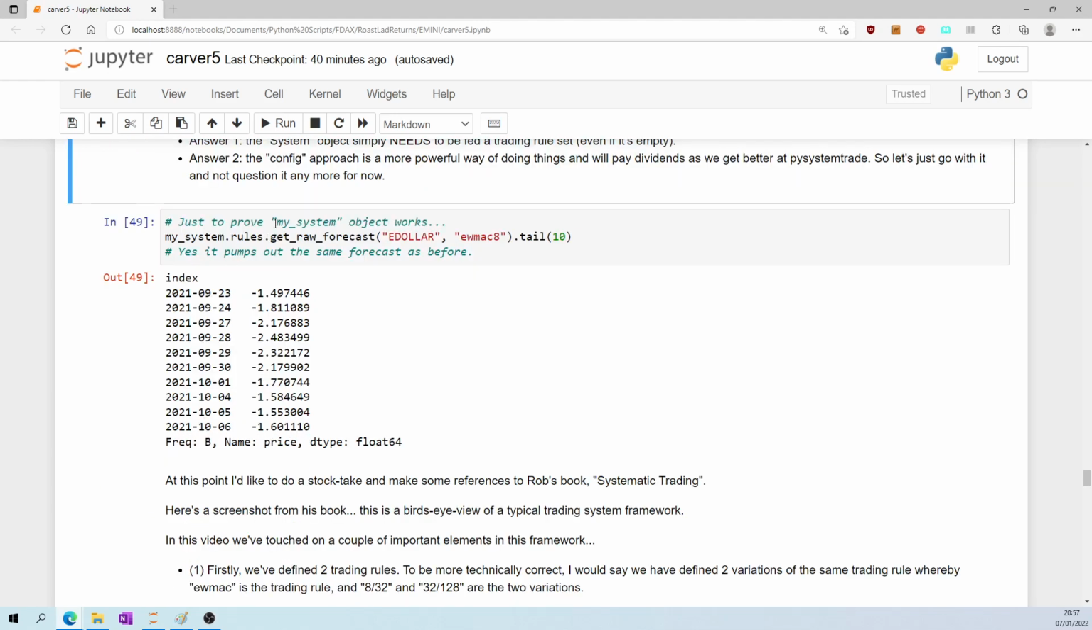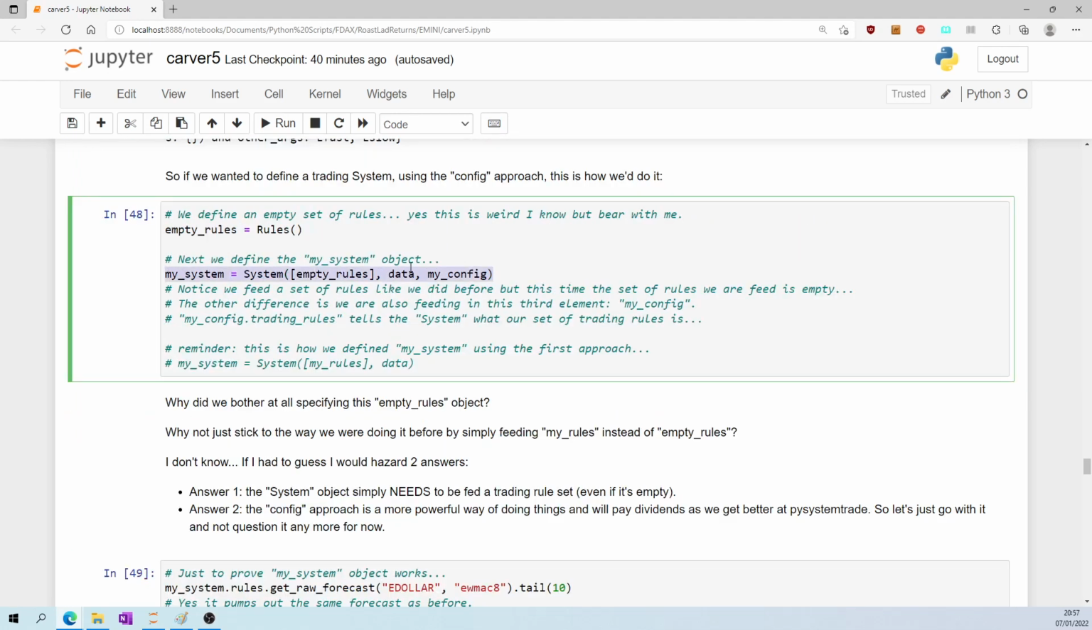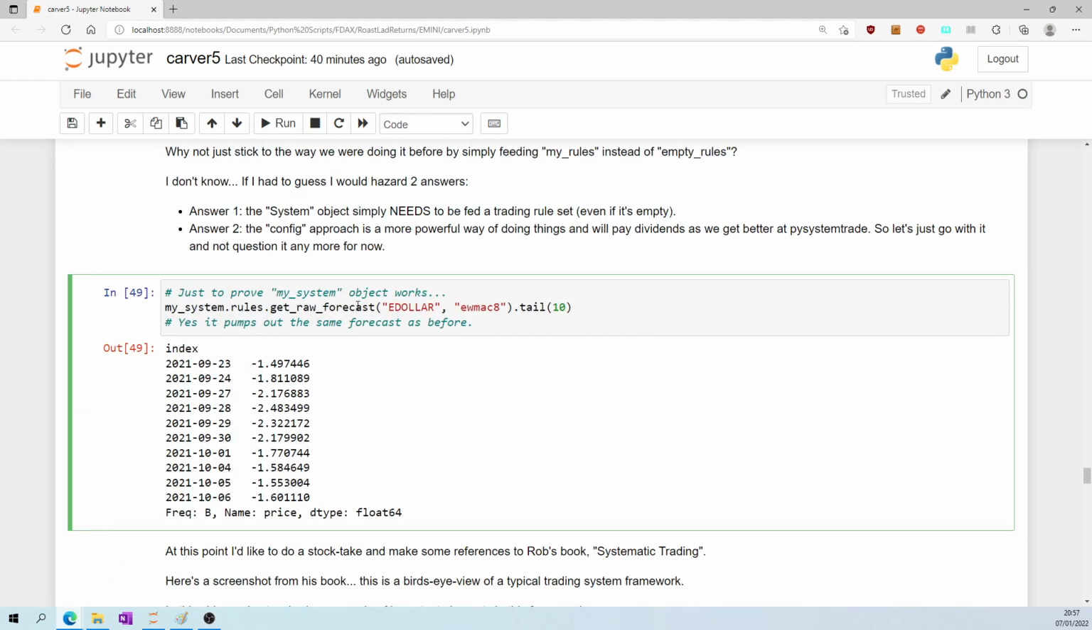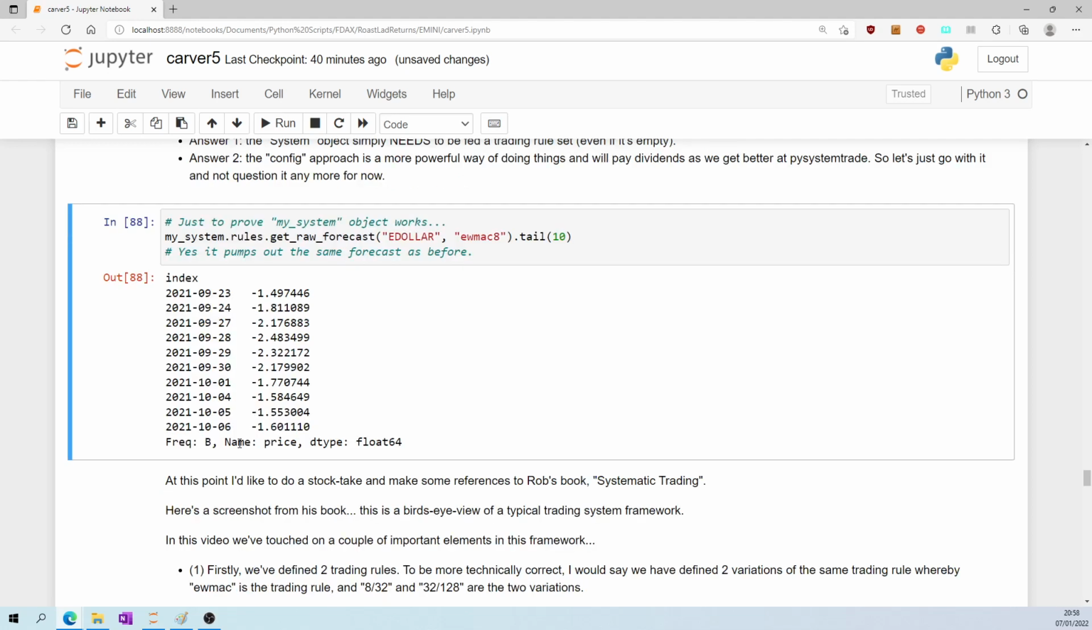Just to prove that my system object works as normal, despite the strange way that we configured it using myconfig, I'm going to run mysystem.rules.getRawForecast. And the values are the same. It's still telling us exactly what it told us before, a little bit short $.